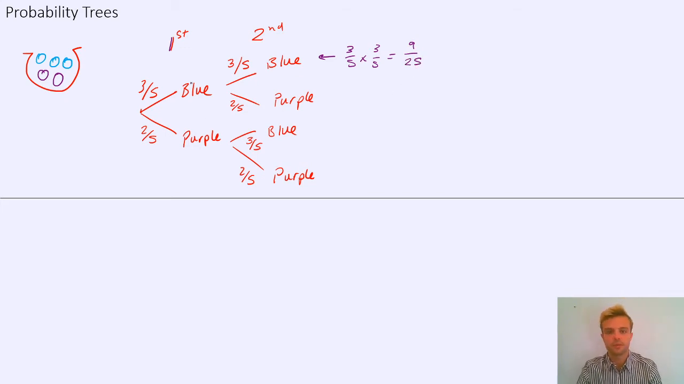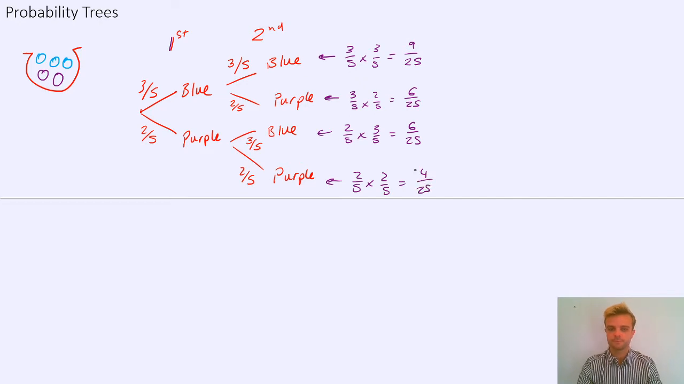The probability that I pick blue followed by purple would be those 2 probabilities multiplied, which is 3/5 times 2/5, which is 6/25. Same again with purple followed by blue would be 2/5 times 3/5, which equals 6/25 again. And finally, purple followed by purple is 2/5 times 2/5, which is 4/25.